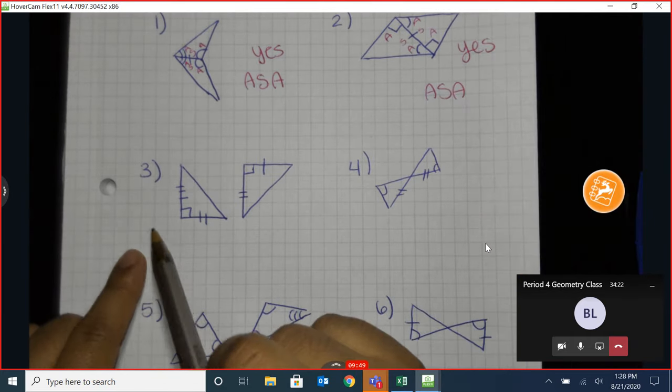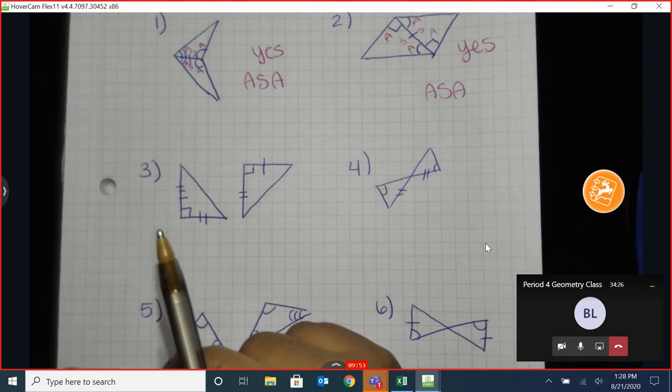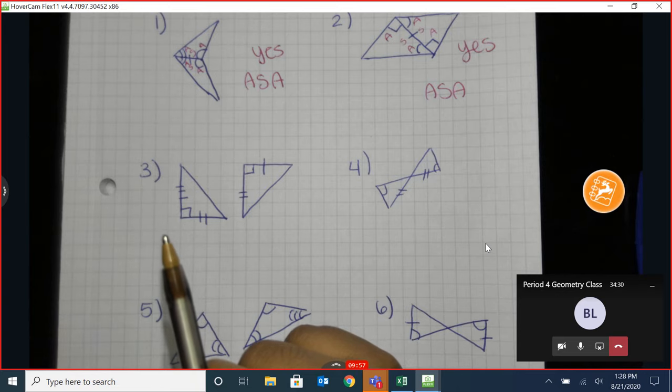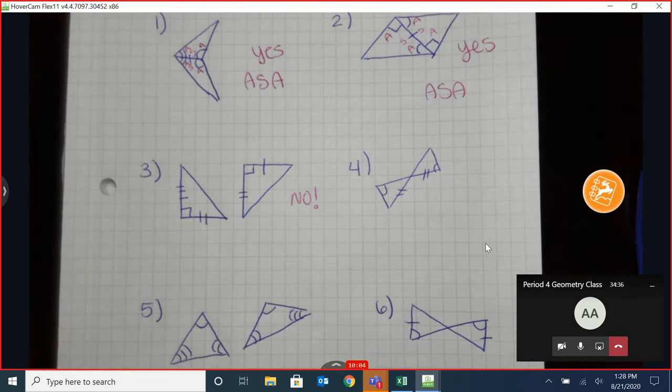How about this one? Is number three congruent, guys? Are the triangles congruent? No. Why are they not congruent, even though they look alike?